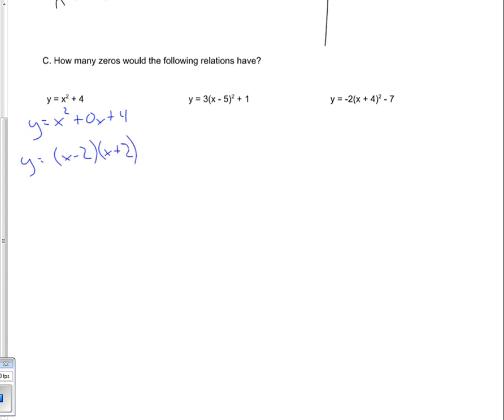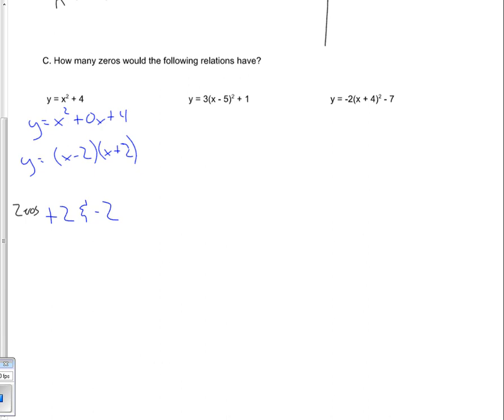And so therefore, since the b value is 0, the zeros are going to be the square root of the c value. So in this case, we know we actually have two zeros. We've got one that is +2, and the other one is -2. So those are the zeros, and there's two zeros in this respect.